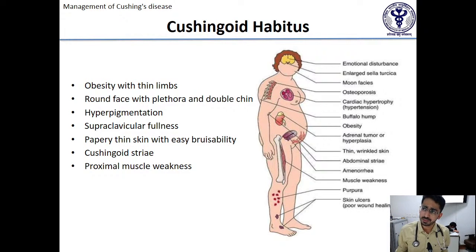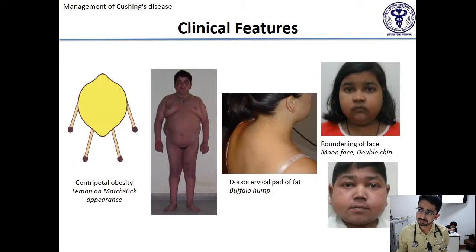Along with that, hyperpigmentation, which we can see on skin folds and skin creases. On skin examination, it would be a very thin skin which can bruise easily, and Cushingoid striae on abdomen and proximal muscle weakness. So classical textbook description says that it's a lemon on matchstick appearance, and you can classically see that the face and the abdomen would be enlarged with the thin skin, with the thin limbs.